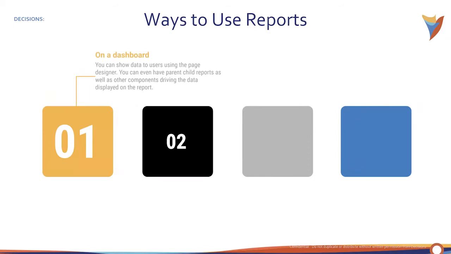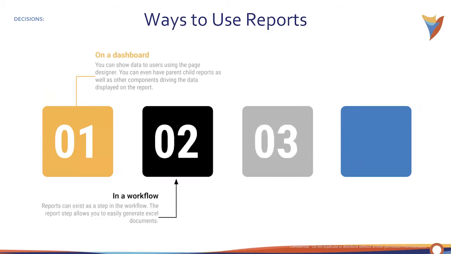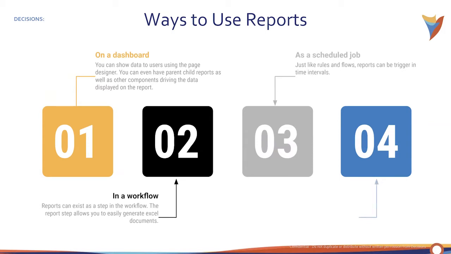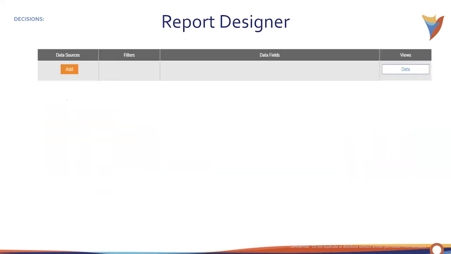Now, there are different ways to use reports. One very common way is to use a report on a dashboard to show the different records that we have in a report. The other would be in a workflow, when we want to capture the data that we have in the report and use that within the flow. And third could be to run these reports at a particular day and time so that an email can be sent or a file can be generated on that report data. And we can also call reports external to Decisions via API calls.